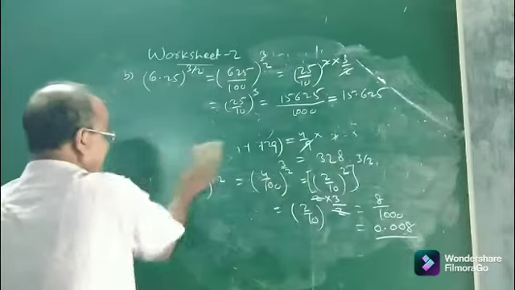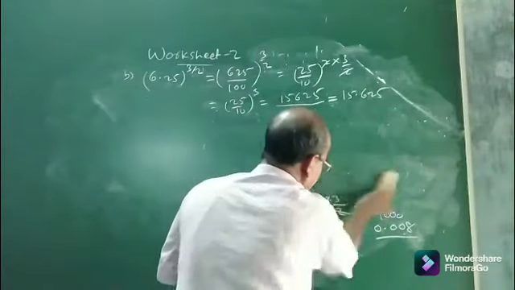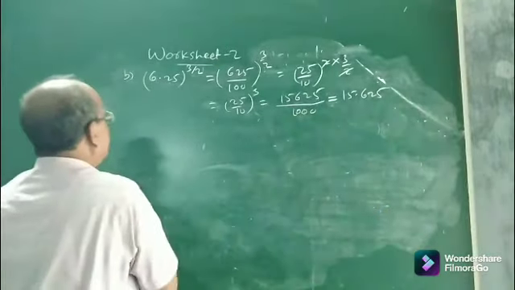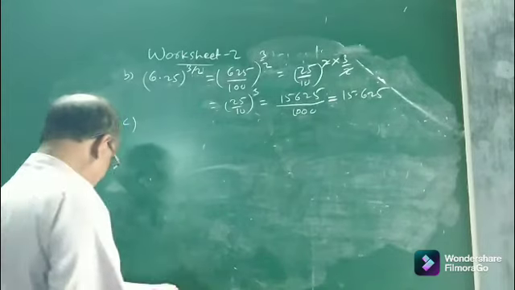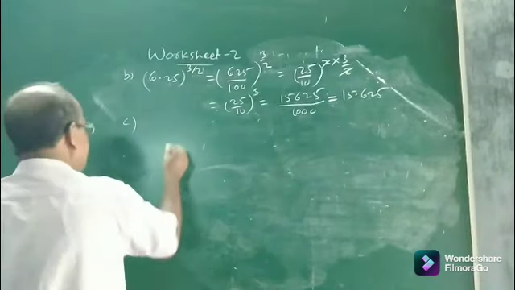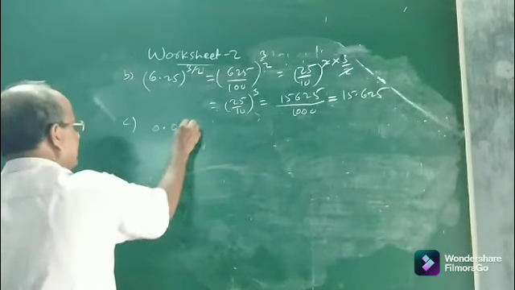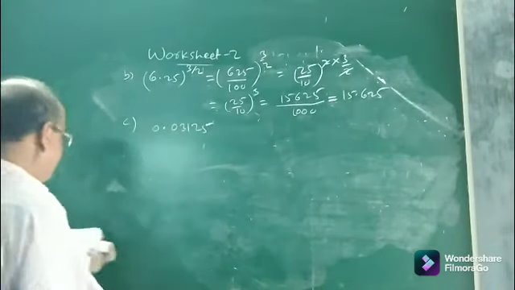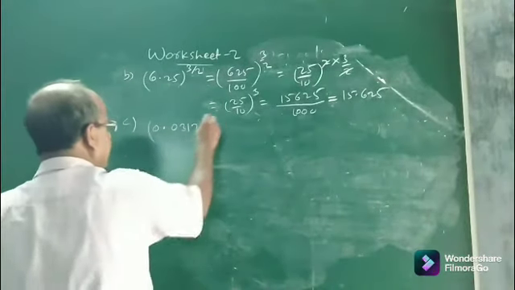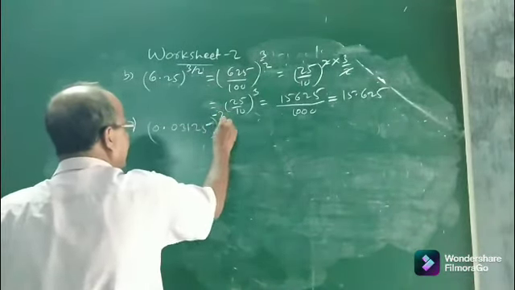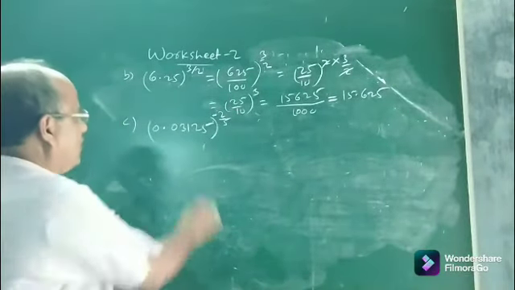Now let us discuss the next question given in this number. How to solve? What is the question given in part C? You see, it is a very big number. 0.03125 whole to the power minus 2 by 5.